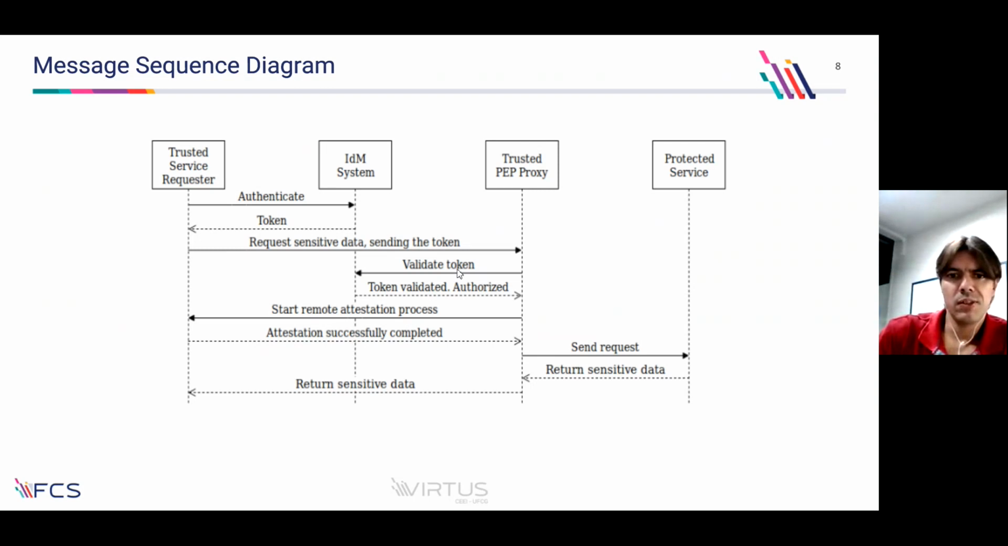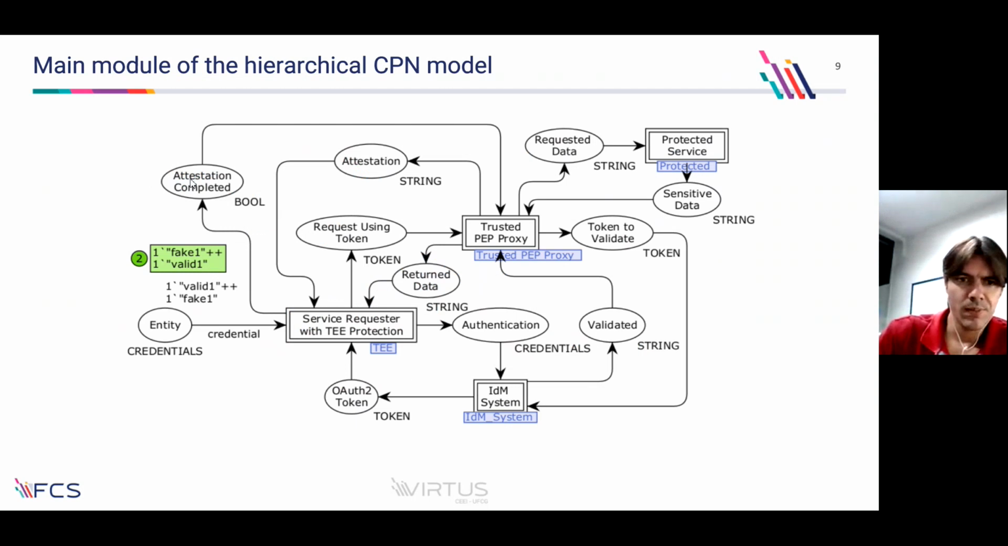The TPEP verifies the validity of the token with the IDM system. Once this token is validated, the TPEP starts the remote attestation process. After the successfully completed attestation, we have the forwarding of the request to the protected service. The protected service returns the sensitive data to be processed inside the enclave in the trusted service requester.